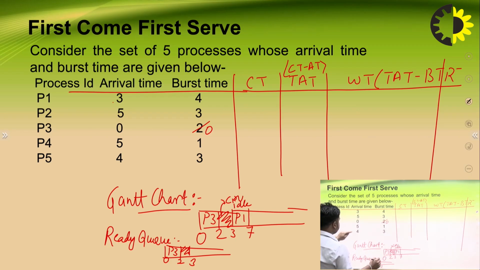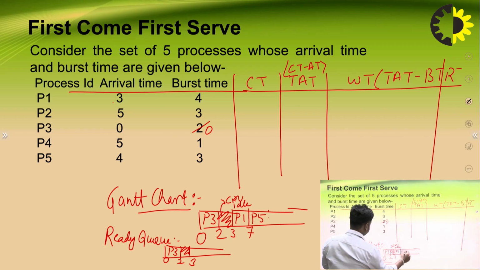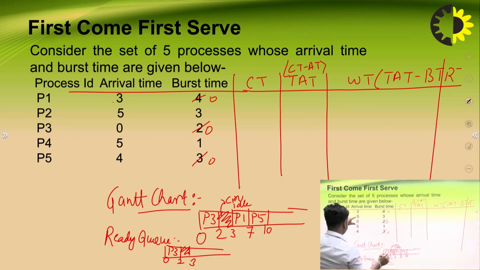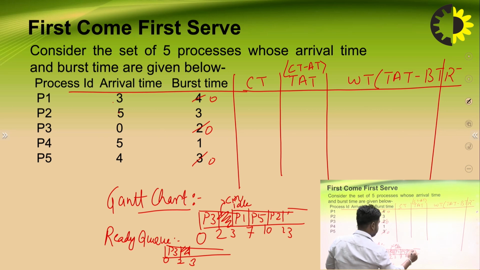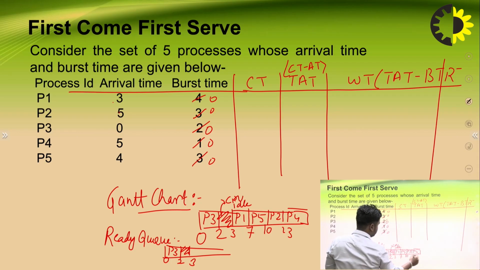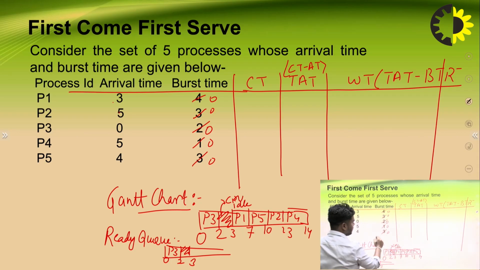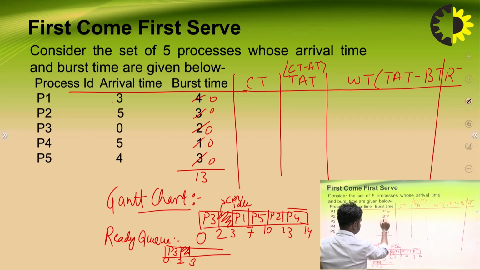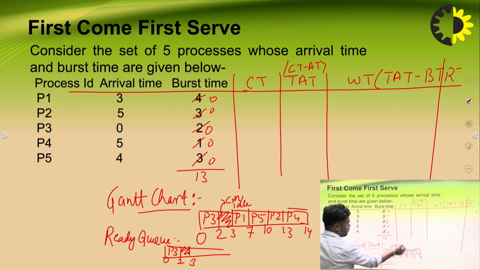After P1, P5, which arrived at 4, comes. P5 has a burst time of 3, so 7 plus 3 is 10. Now these two have the same arrival time, but P2 came first, so P2 will run first. P2 has 3, so 10 plus 3 is 13, and then P4, with burst time 1, gives 14. If we check, this will be a total of 14: 4, 5, 6, 7, 8, 9, 10, 11, 12, 13. So 13 and 1 is 14, and the CPU was idle one time. So this is the 14 part.